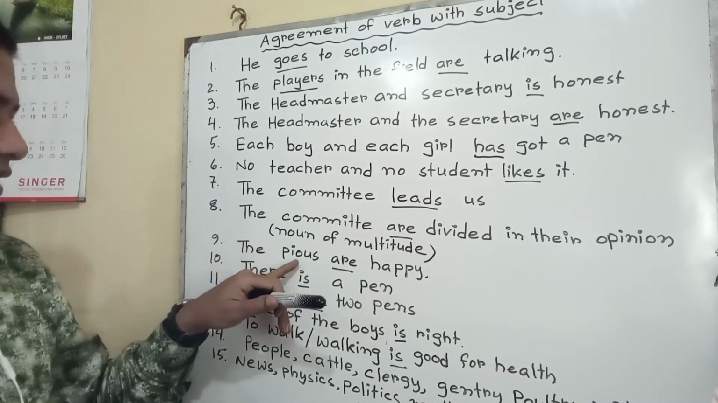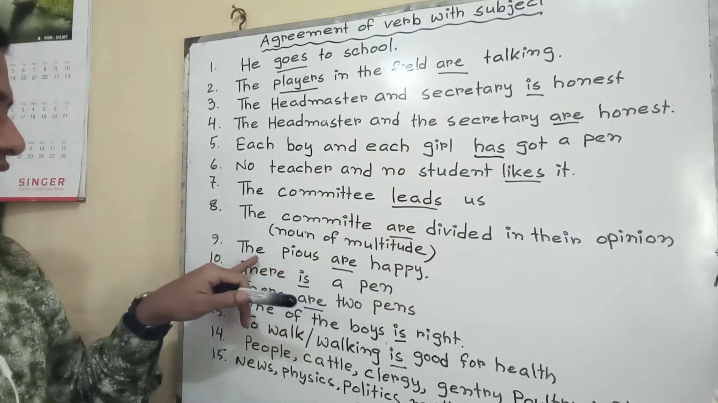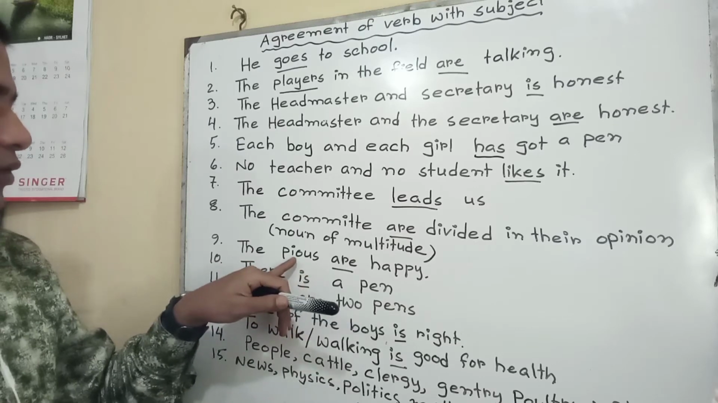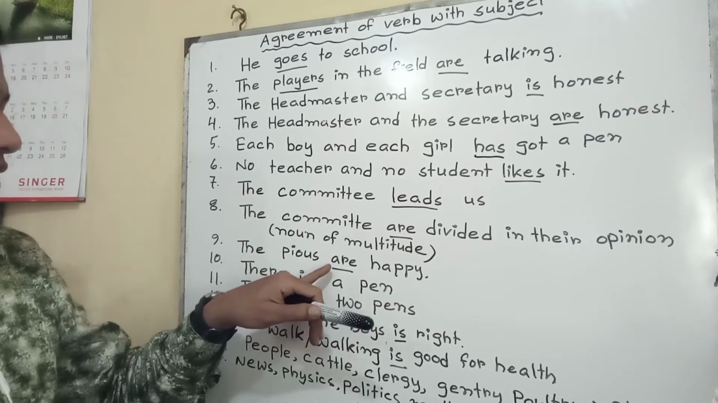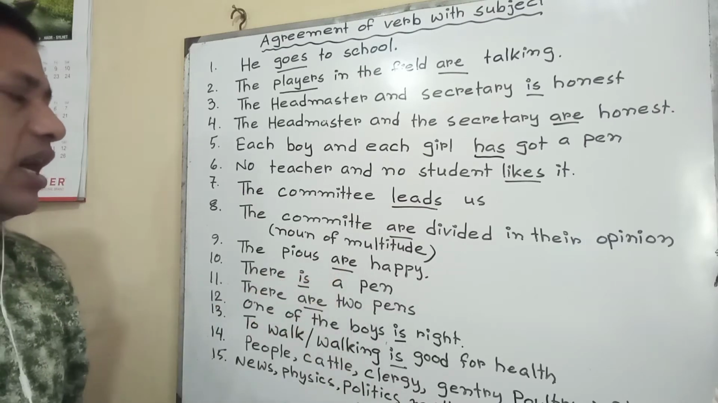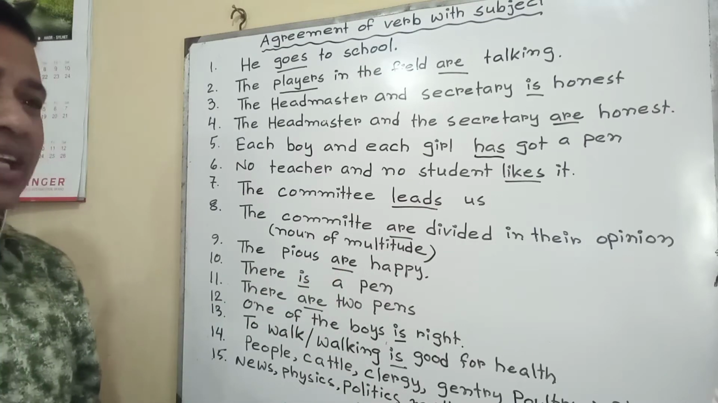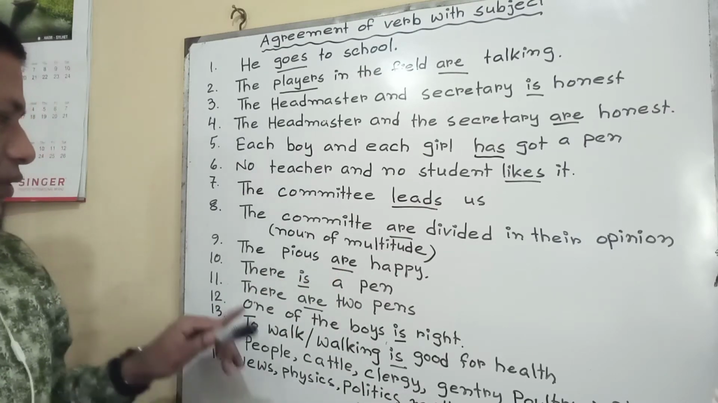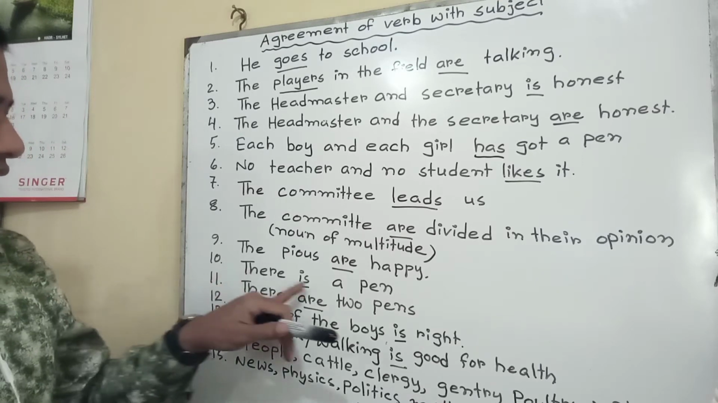Rule 9, the pious. Before an adjective, if we get the, that means it is a group or a community in this way. That means are: the pious are, the learned are, the wise are, the honest are, in this way. Rule 10, there is.